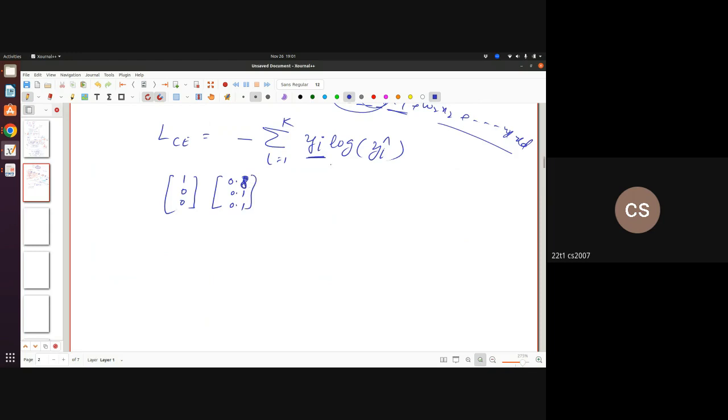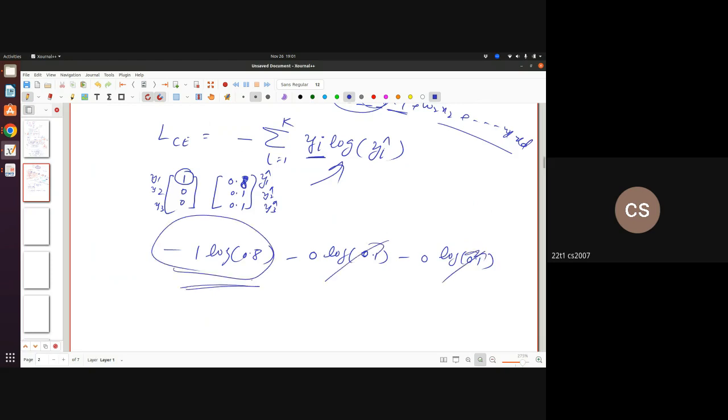So this is what you have to compare here. This is your y1, y2, y3, and this is your y1 hat, y2 hat, y3 hat, right? All these values you will put in here. So you'll get something like minus y1 log y1 hat, minus y2 log y2 hat, minus y3 log y3 hat, right? So this becomes 0, this becomes 0. This is the value that you will compute. That will be the value of cross entropy loss.